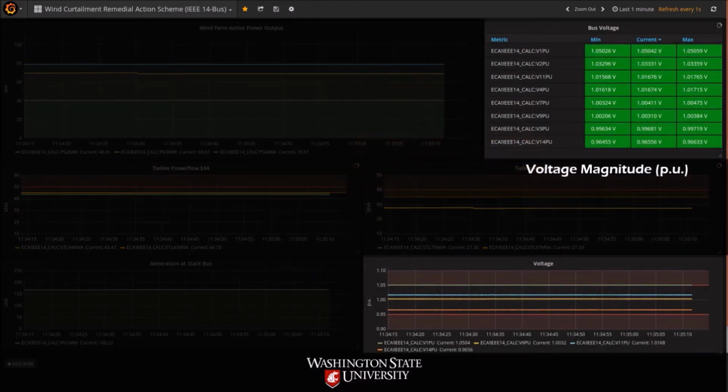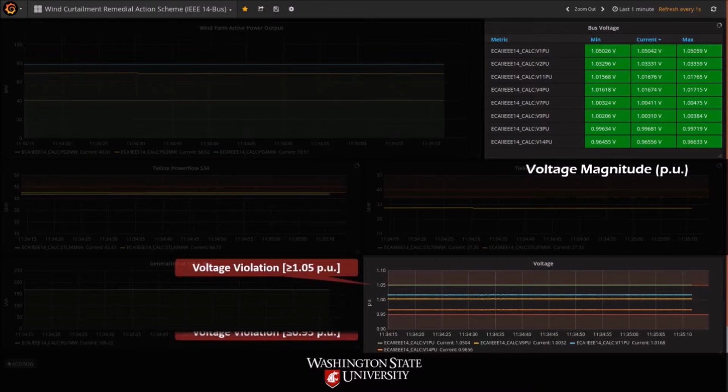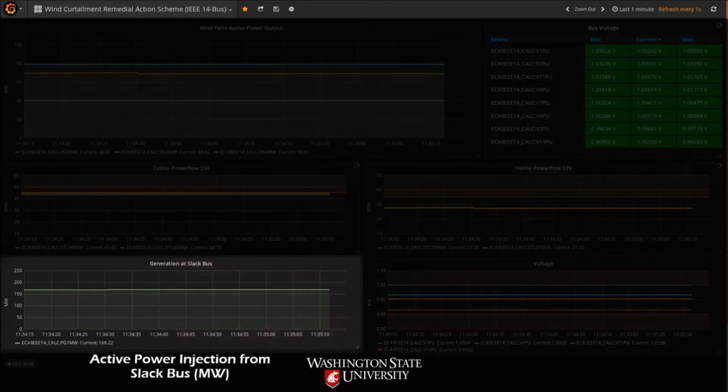In these two sections, we can monitor the per unit voltage values on different buses, and we say that the normal operational limits of voltage magnitude should be within the range between 0.95 per unit and 1.05 per unit. This section additionally monitors the active power injection from the slack bus.